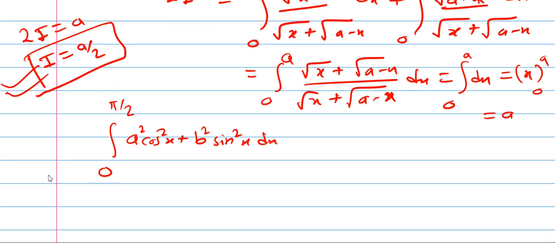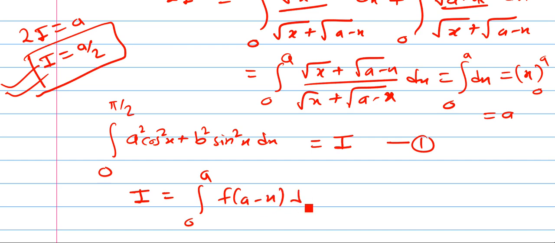Next question. So we have to calculate the value of this integration. So let us say this is my integration I. So equation number 1. Now I will calculate integration 0 to a f of a minus x dx. What is the value of a here? Pi by 2.